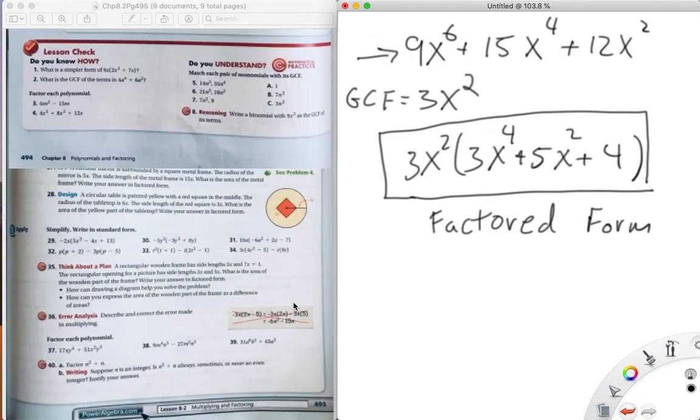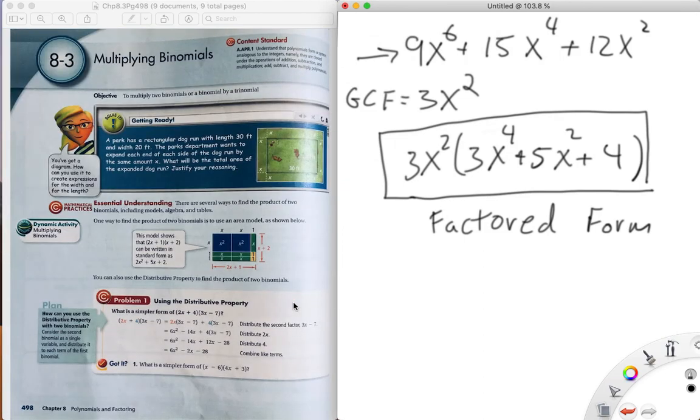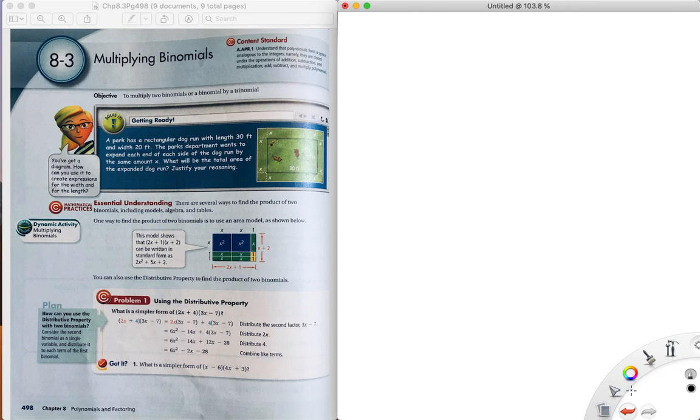Okay, so that's the 8-2. And then 8-3 deals with multiplying binomials. So basically this is the section on FOIL. The book gives you 3 different ways to multiply binomials. I'm going to talk about 2. You can use the distributive property or you can use FOIL. I'm not a big fan of the box method. It's good, but it's a little cumbersome.